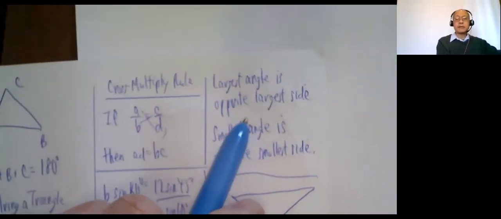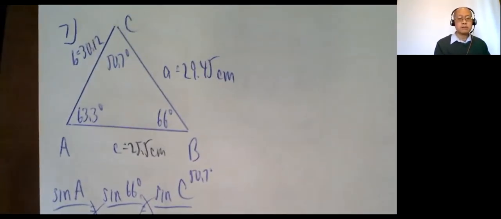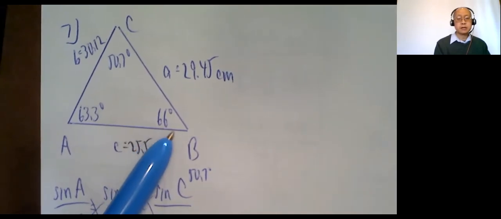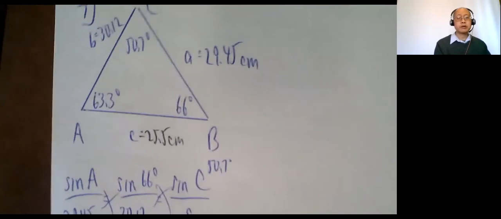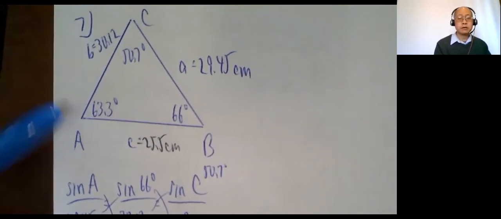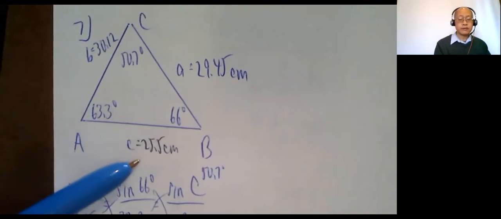Okay. And yeah, let me double check this rule before we break. Okay. Largest angle opposite the largest side, smallest angle opposite the smallest side. Largest angle, 66. Largest side, 30.12, yes. And smallest angle, 50.7, smallest side, 25.5, yes, that's correct.